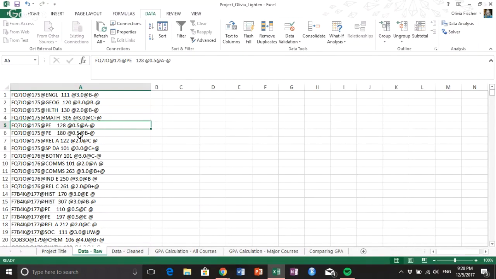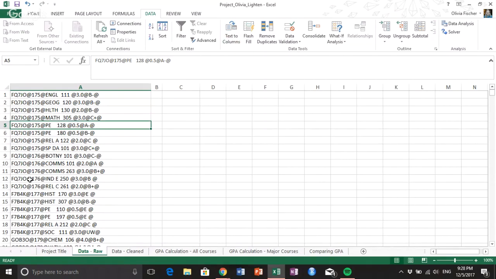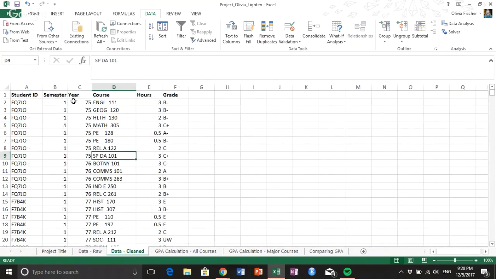You can see it looks a little bit funky, but it's pretty simple to clean up just using text to columns. I used delimited by the @ symbol and also fixed width to split up the semester and the year. So this is the data cleaned up. We have the student ID, the course they took, when they took it, and then how many hours it was worth in the grade.